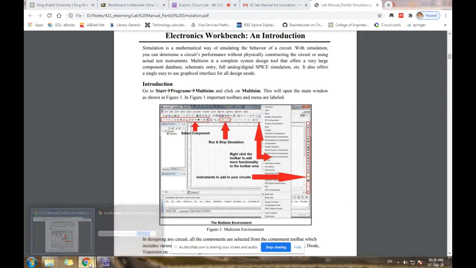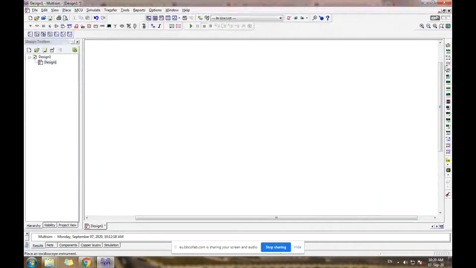You know there are various types of instruments. For example, the first one you can see is a multimeter. The second one is a function generator. The third is a wattmeter to measure the power. The fourth is the oscilloscope.